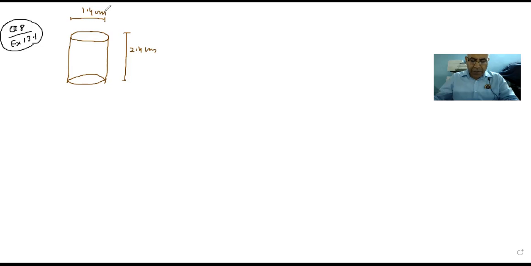A conical cavity of the same height and of the same diameter is hollowed out. Conical cavity is hollowed out like this. I have to take this much portion out. That means this is hollow inside the cylinder, because I have taken it out. So this shape is created in the cylinder.